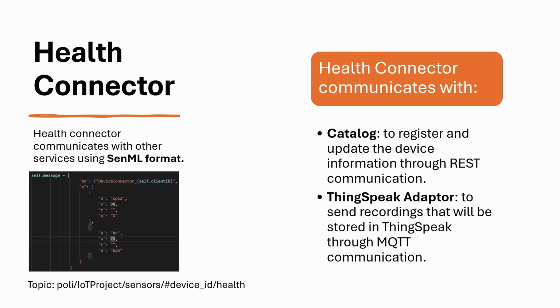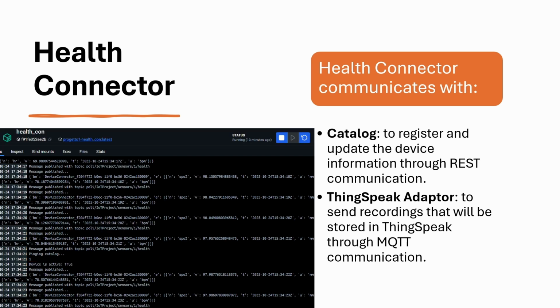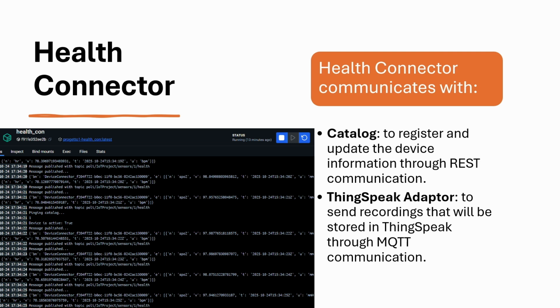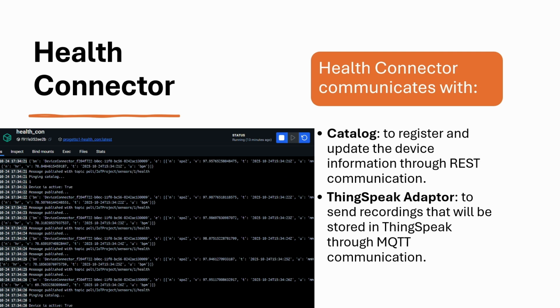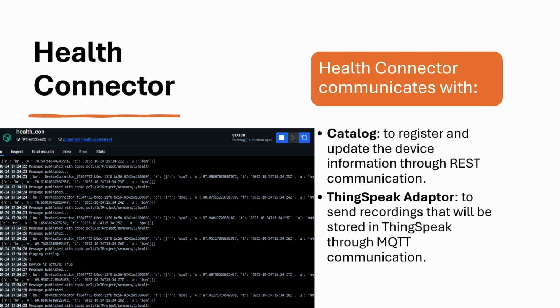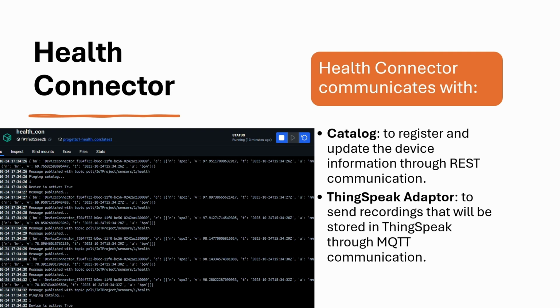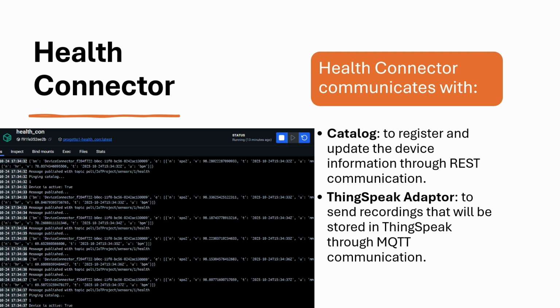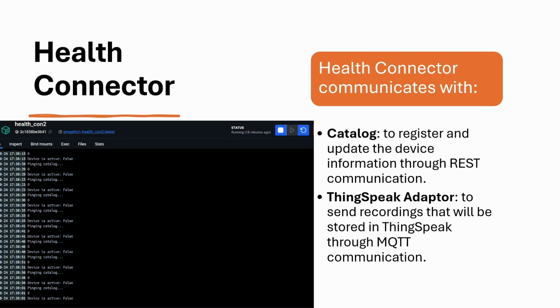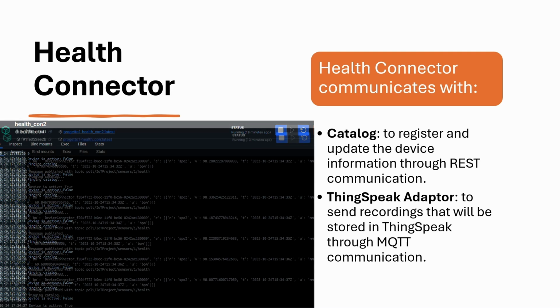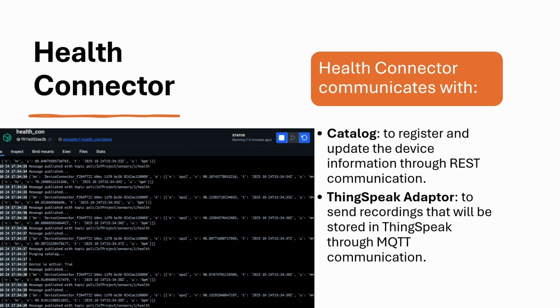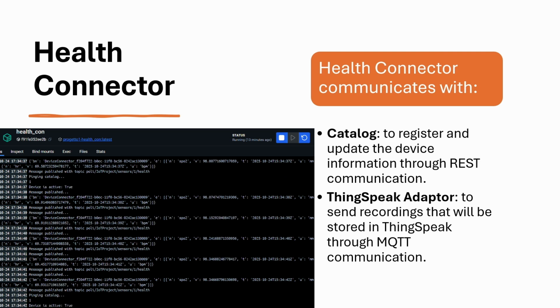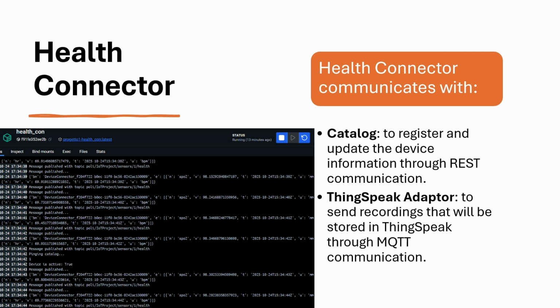Health Connector exploits the SenML format to send data through the MQTT protocol. Both kinds of data are sent within the same message with the topic PolyIoTProject/sensors/, then the device ID, and health. Health Connector communicates with the catalog to register and update device information, but also to check if the device has been activated, so associated with the patient. It also communicates with the ThingSpeak adapter to send the recordings, always through a message broker.